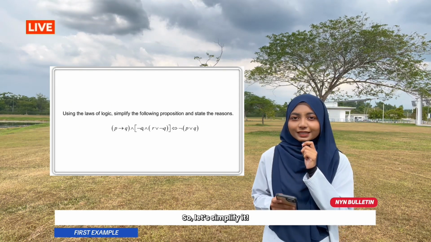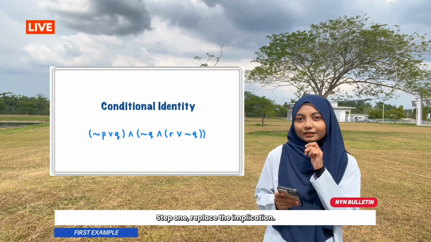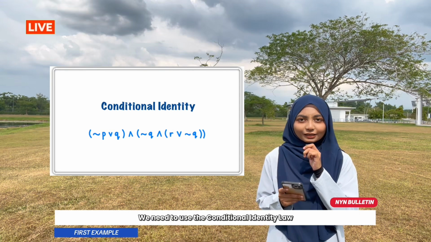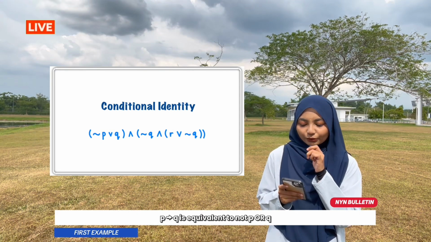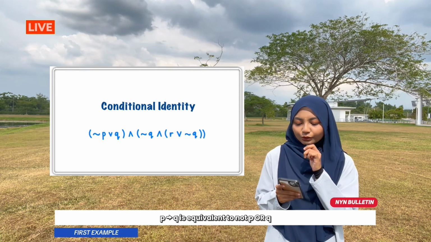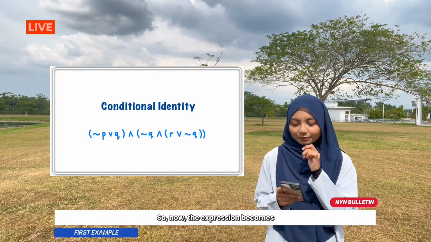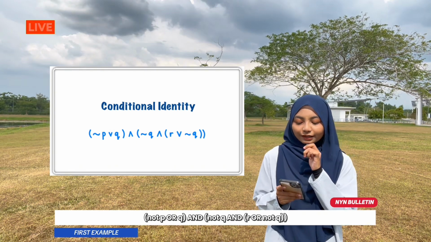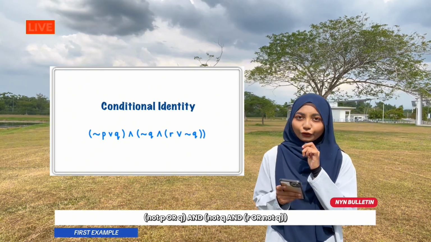So let's simplify it. Step 1. Replace the implication. We need to use the conditional identity law. P implies Q is equivalent to not P or Q. So now the expression becomes: not P or Q, and not Q, and in brackets R or not Q.